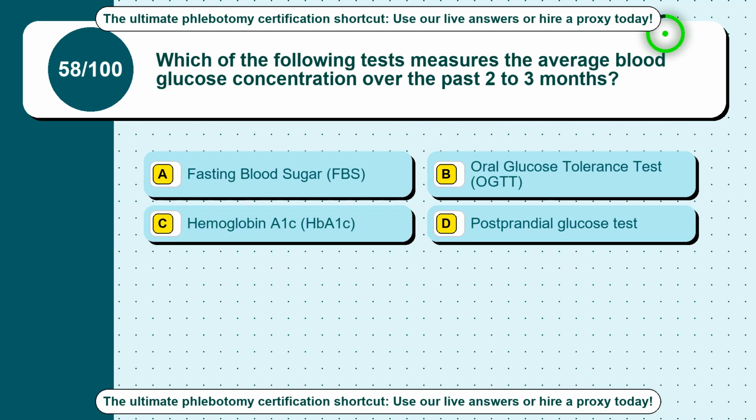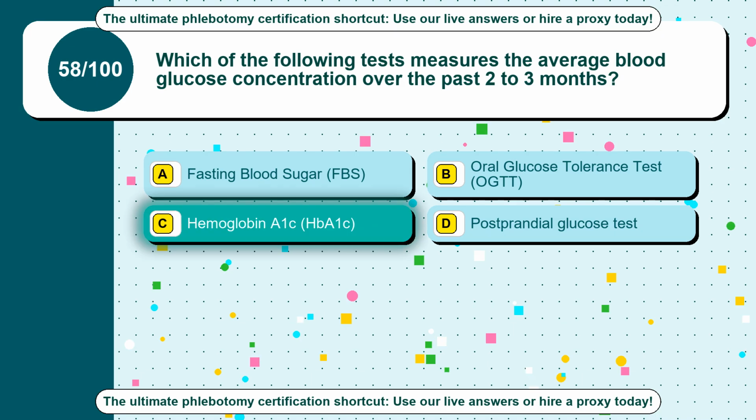Question 58. Which of the following tests measures the average blood glucose concentration over the past 2 to 3 months? Option A, fasting blood sugar, FBS. Option B, oral glucose tolerance test, OGTT. Option C, hemoglobin A1C, HbA1c. Option D, postprandial glucose test.